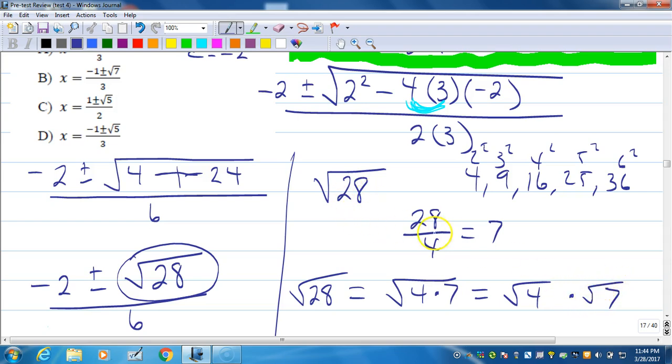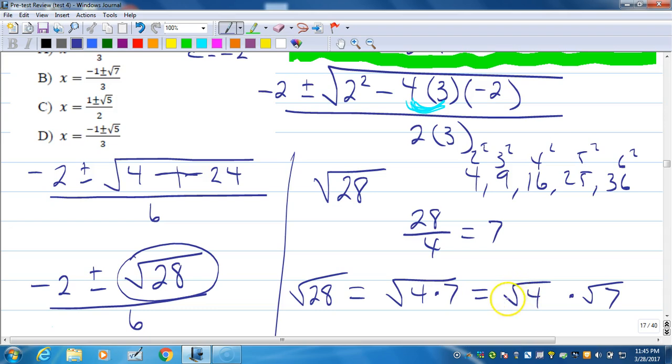And you're like, why are you doing all this? It makes no sense to do more work. And I agree. But the TSI is college ready, and college professors and stuff do not want the square root of 28. They want it to be perfect. So we do it. We fix it. We simplify. Right. So 4. I just separated the 4 and the 7. That's all I did.